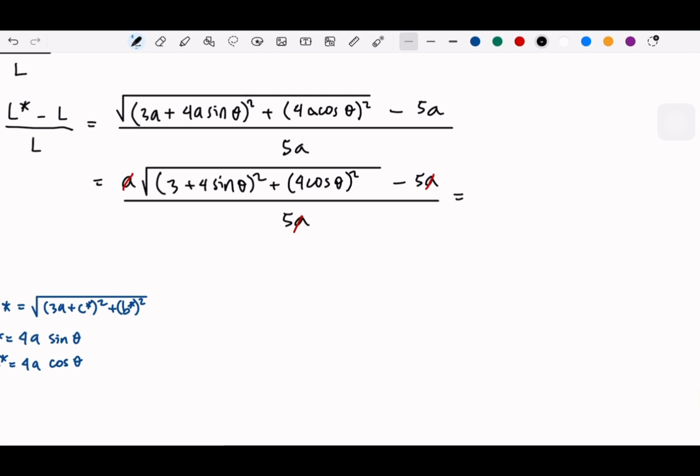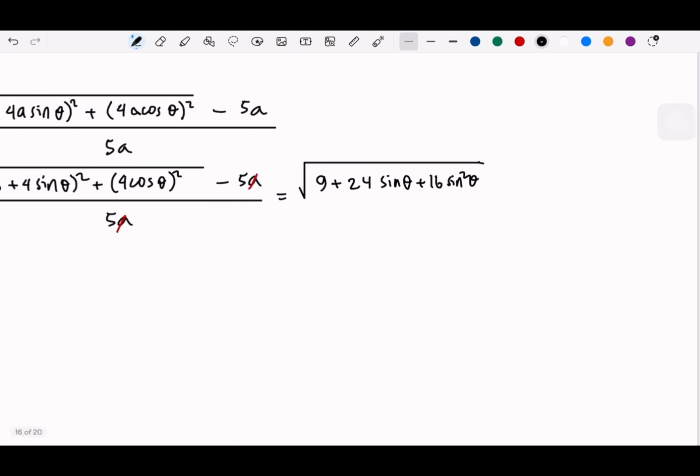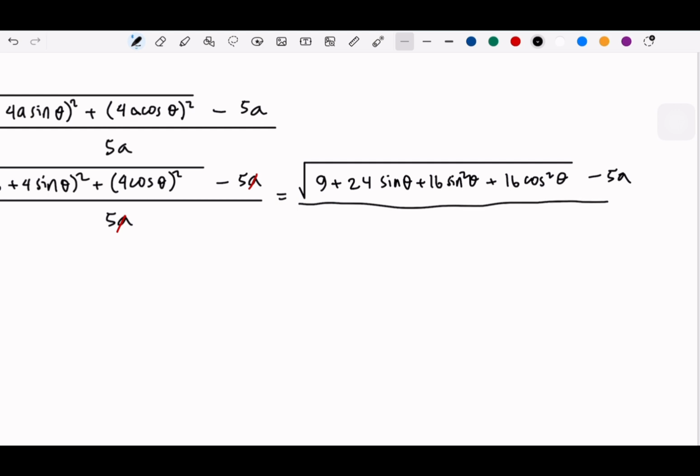3 becomes 9 plus 24 sine theta plus 16 sine squared theta, and this will be plus 16 cosine squared theta minus 5A over 5A. Oh, A is gone, sorry, it's 5.